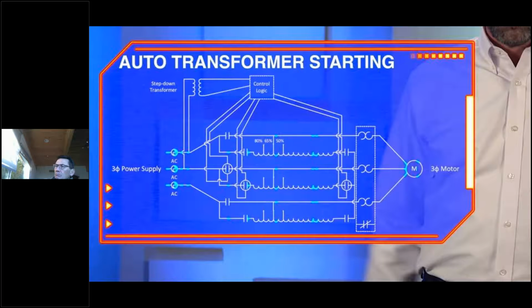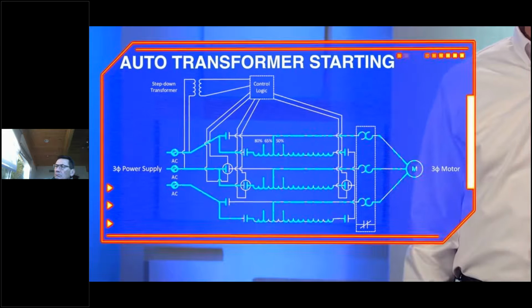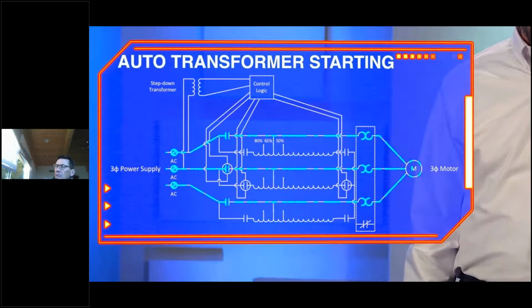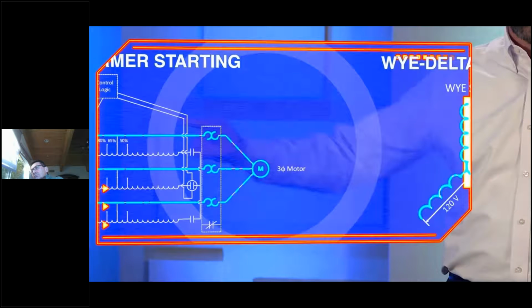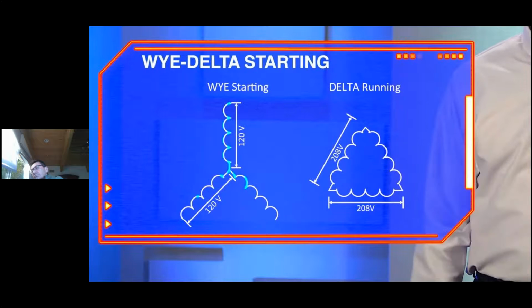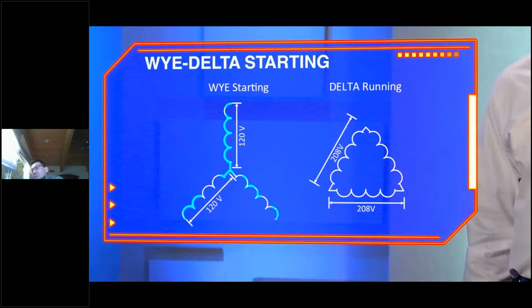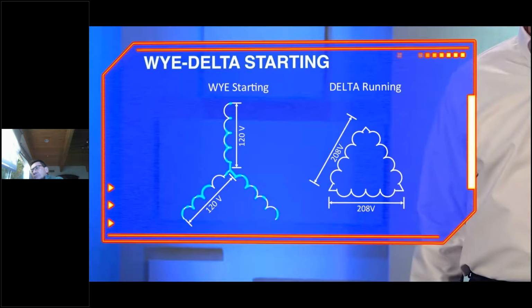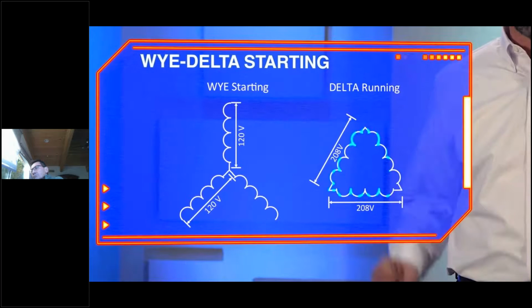With auto transformer starting, we are tapping the transformer at different points, resulting in a change in voltage. After the motor is started, the transformer is bypassed. With Y-delta starting, we connect the motor at start in a Y configuration, which exposes each coil to a lower voltage, then switches over to delta while the motor is in the running state.